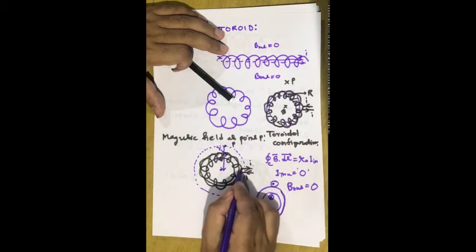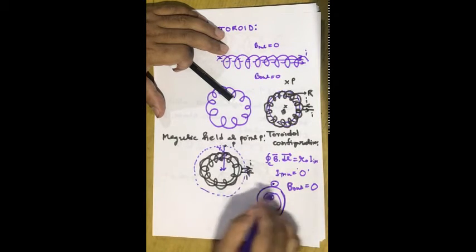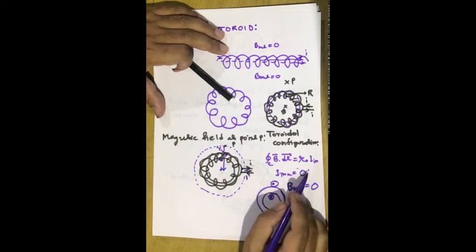This is because at this point the current exits, and at this point the current enters. So whatever current enters here will exit at this point. So these two points are enclosed by this loop. Therefore, the net current enclosed will be equal to 0.